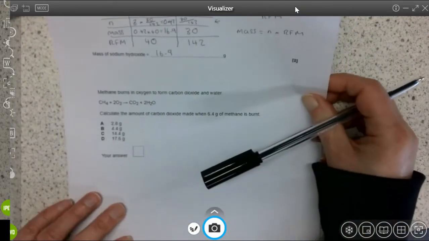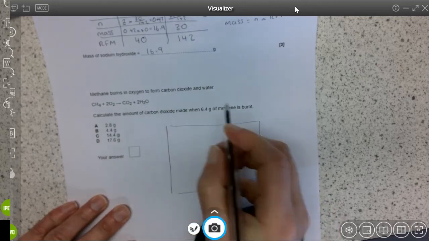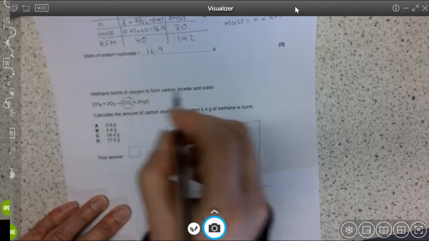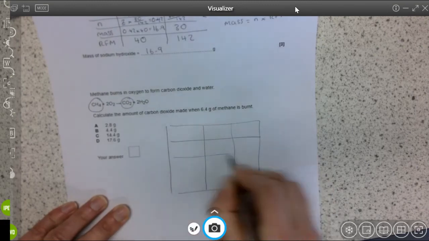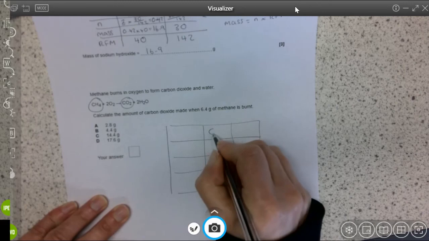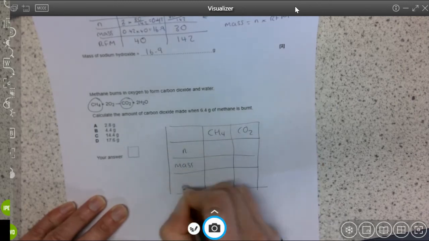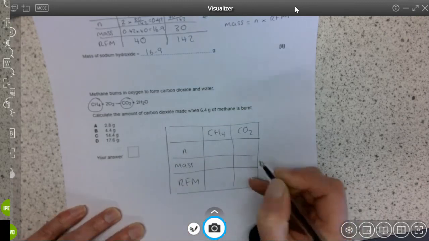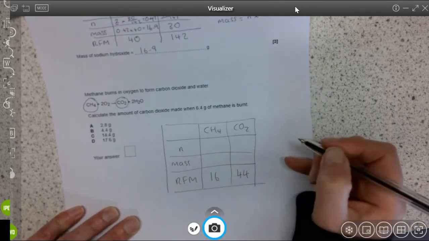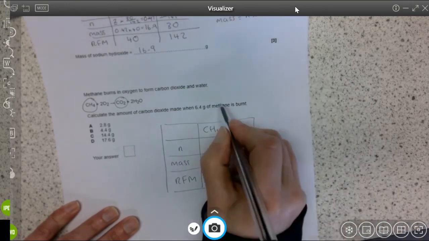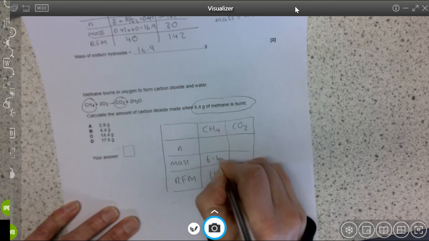So let's do this again for the second one here. Again, I'm going to draw my little table. The chemicals I'm interested in are the carbon dioxide and the methane. I'm going to put methane there, carbon dioxide there, number of moles, mass, relative formula mass. And again, we worked out the relative formula mass in the previous question, so I'm just going to write that in. If you can't remember, go back and look at the start of the video. Then I'm going to write in the mass from the question, which is 6.4 grams of methane.